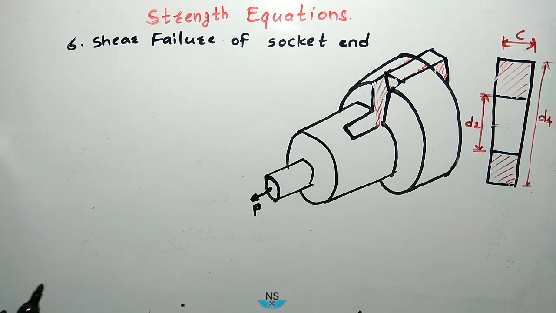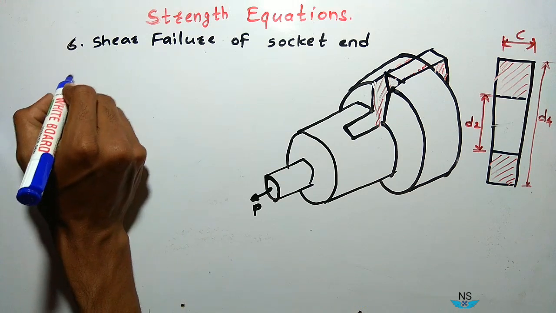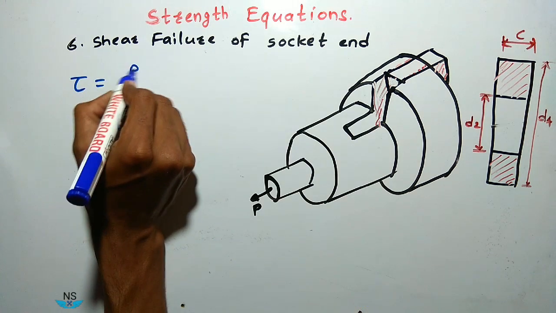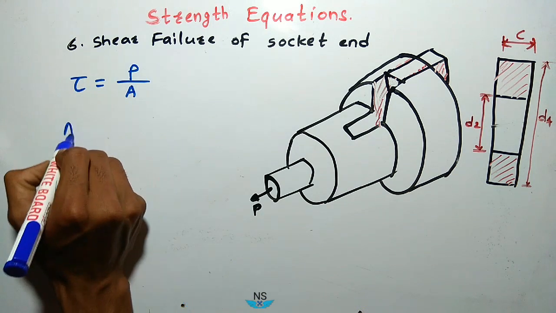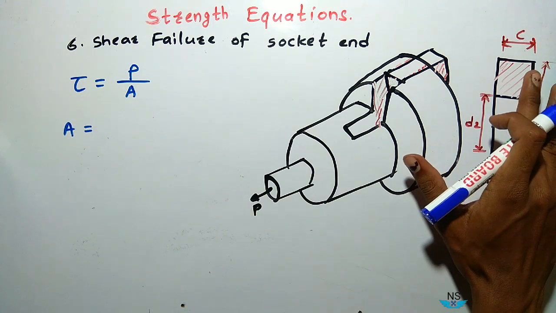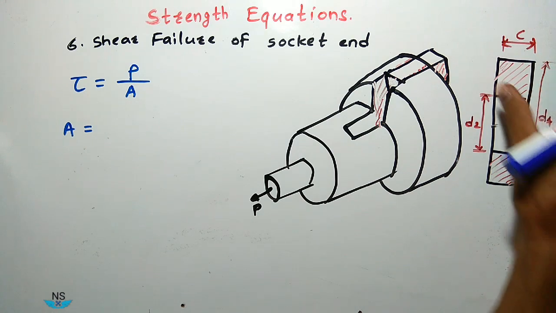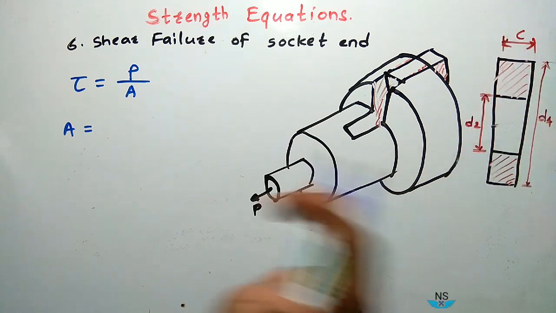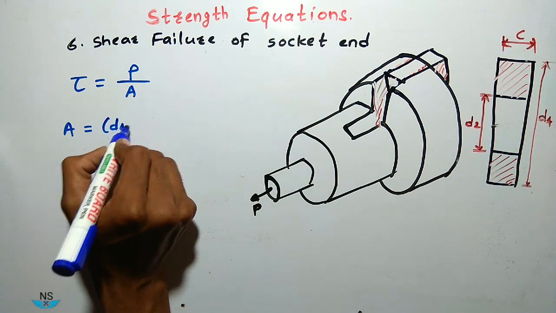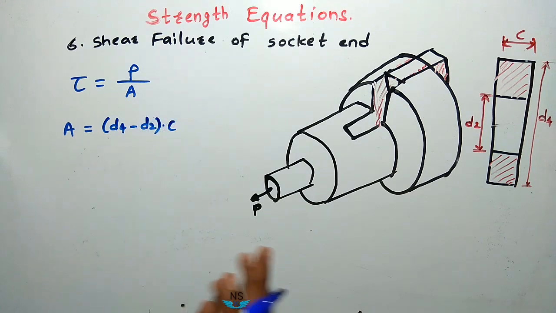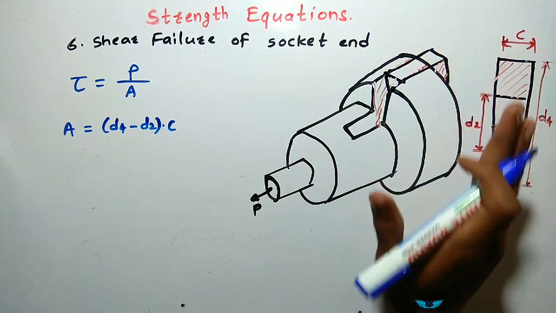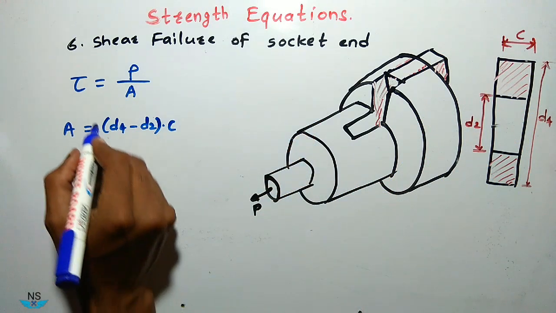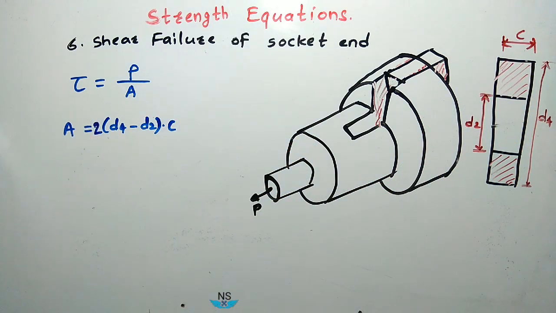Now how you can get the formula for area. So shear failure is there, tau is equal to P divided by A. Now what is area of failure, this D4 minus D2 into C. D4 minus D2, so this ring will remain, into C. So D4 minus D2 into C, and this is on one side. On another side same will happen. So this area will become double. So area is equal to 2 times D4 minus D2 into C.